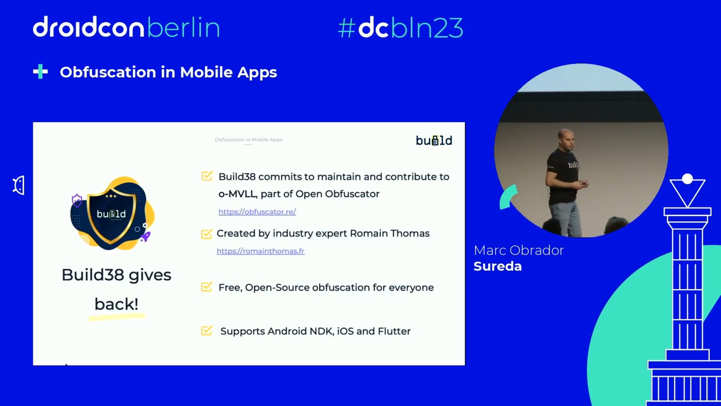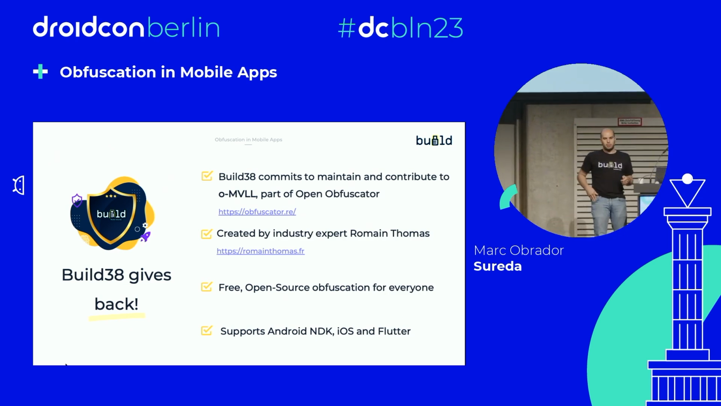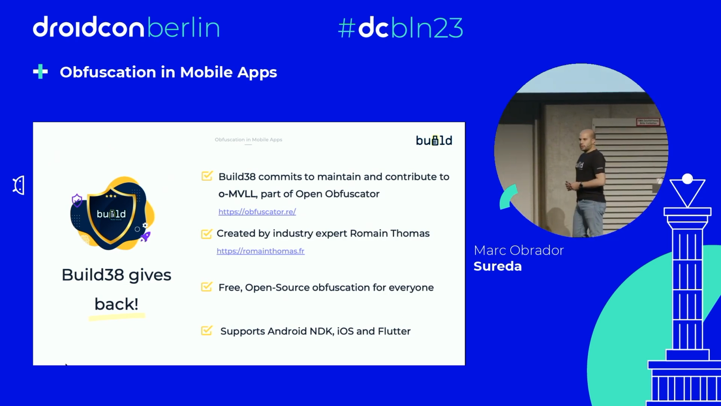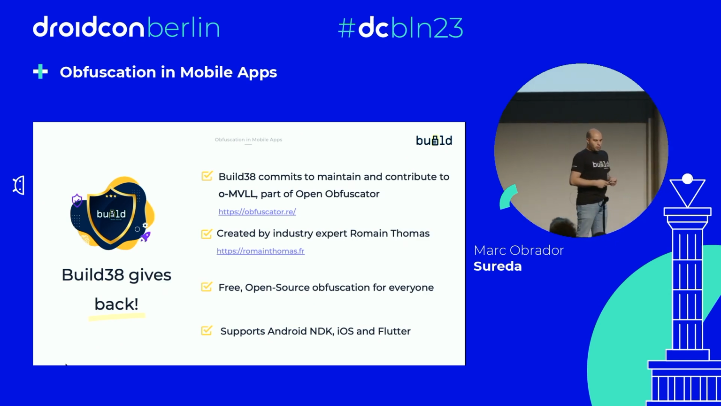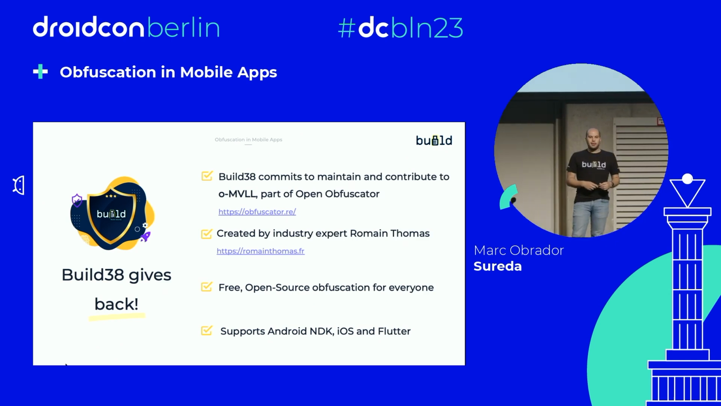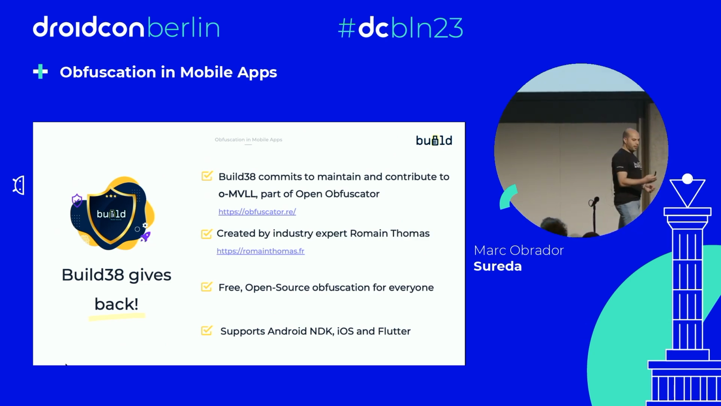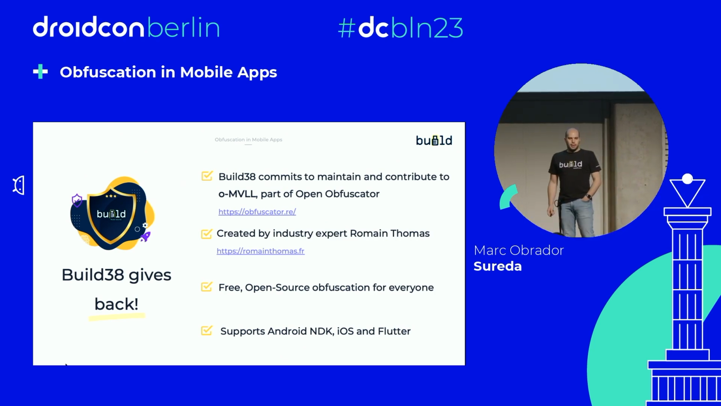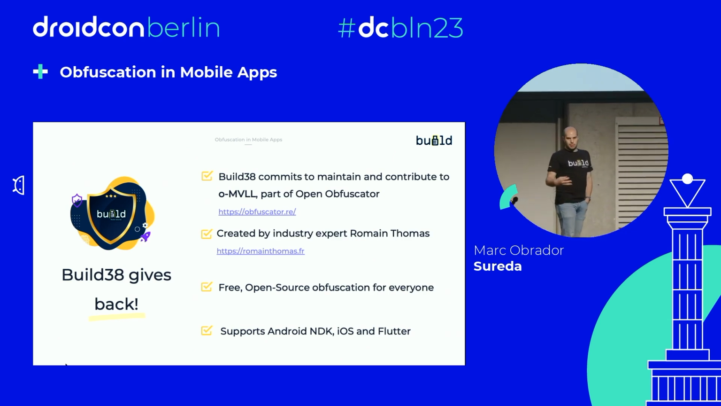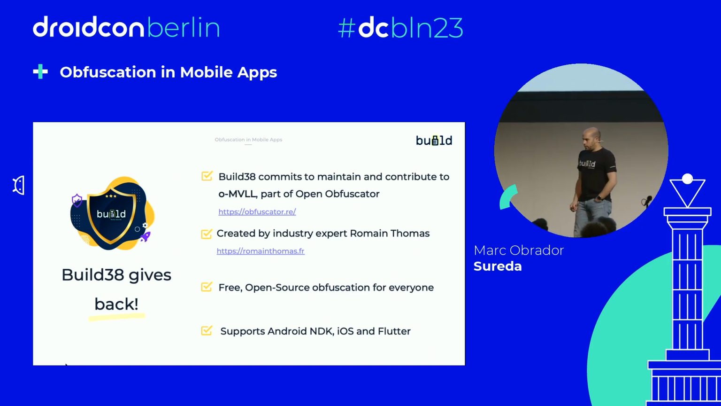So let me finish with an announcement, actually. We believe that mobile applications should be secure and safe for everyone. So we are announcing that we are going to be maintaining and contributing to OMBLL, part of the Open Obfuscator project, which is an obfuscator for Android NDK, iOS, and Flutter. And this was actually created not by us, but by Roman Thomas, a well-known industry expert in the mobile security ecosystem. He did that mostly as a playground, as a tool for researchers and for companies to take home and improve. But we saw that as a very good opportunity.